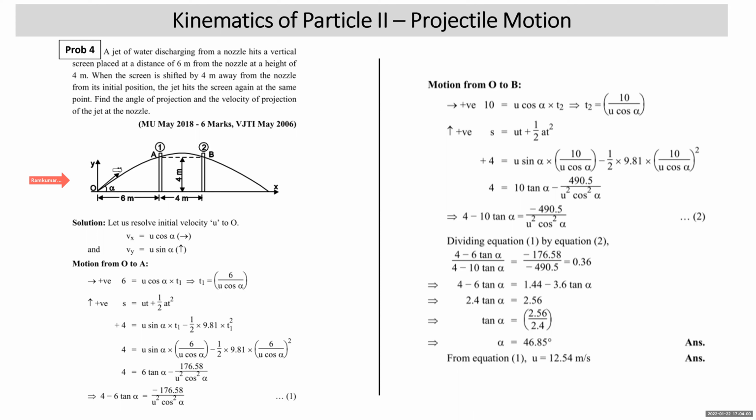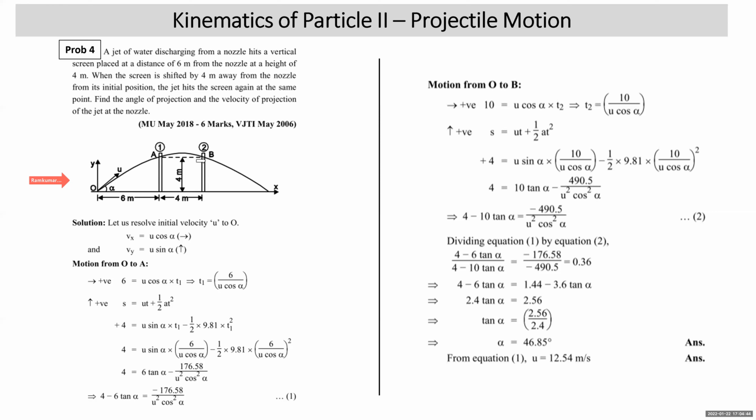Then the projectile is being thrown at velocity u at angle alpha. U and alpha both are unknown. Now there is a vertical screen, like a vertical barrier. The projectile hits the vertical barrier at point A, which is 6 meters away from O and at an elevation of 4 meters. The same screen, when it is shifted by 4 meters, again it is hit at the same point. What does it mean? That means the vertical elevation of points A and B will be the same. That means point A as well as point B are 4 meters above the ground. So in this problem, students, we will write the equations of projectile motion from O to A and from O to B.